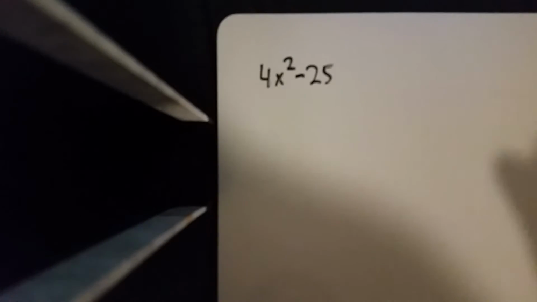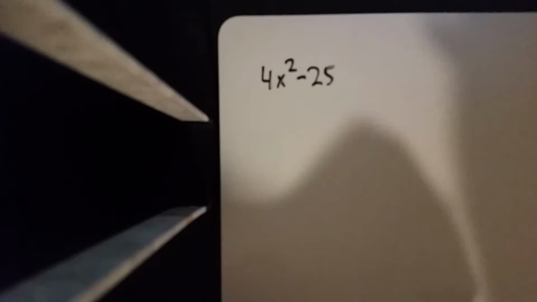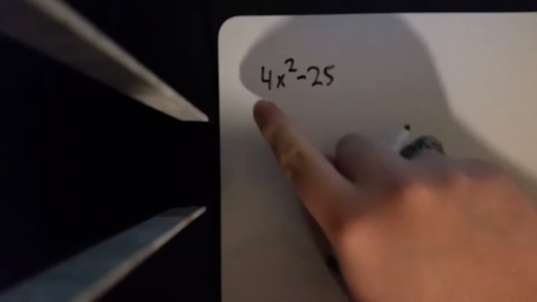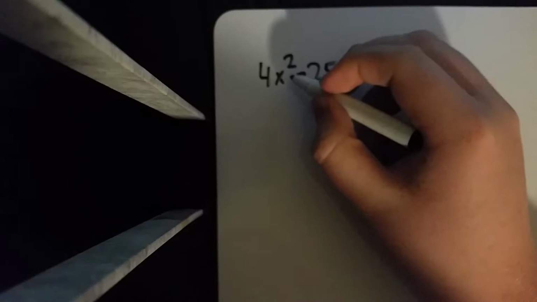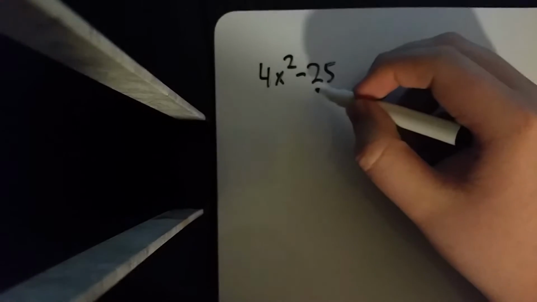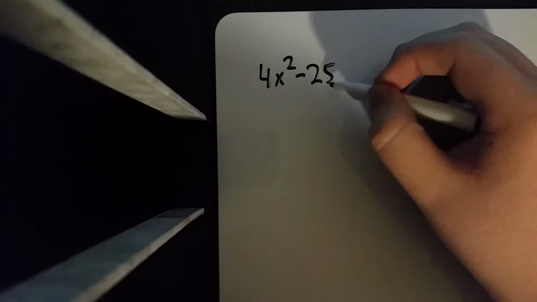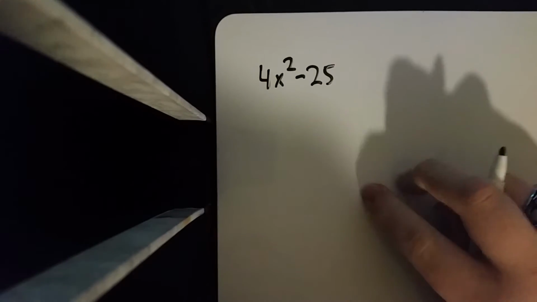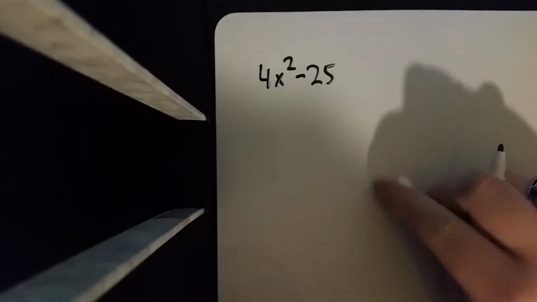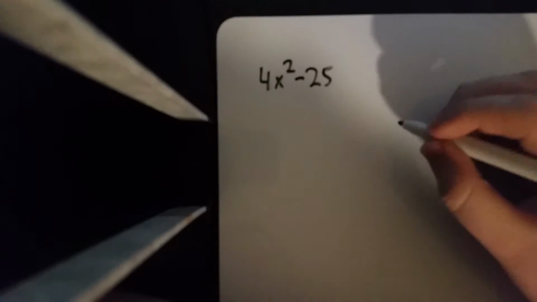Here's a special case. The reason why this is special is because if you notice, every single term is a square. 4 is the square of 2, x squared is the square of x, and 25 is the square of 5. And there has to be a minus here. We're going to do a factoring method known as difference of two squares, hence the minus here.